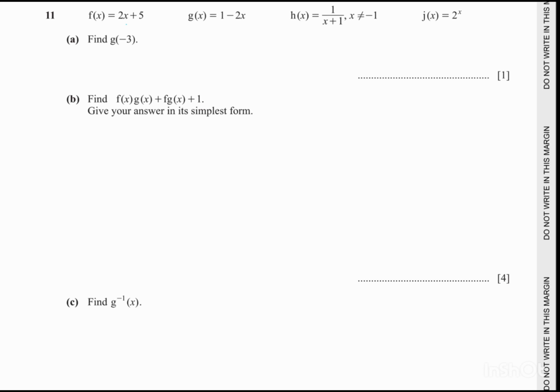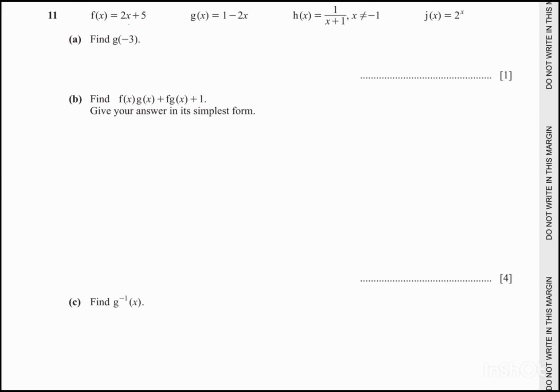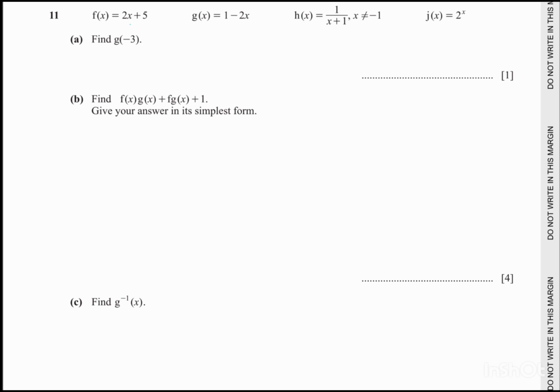Question number 11. f(x) = 2x + 5, g(x) = 1 - 2x, h(x) = 1 by (x + 1), j(x) = 2 raised to x. These are the functions given to us. Question A asks g(-3). g(x) is given to us, so g(-3) will be substituting minus 3 in place of x. That will be 1 plus 6, which is 7.